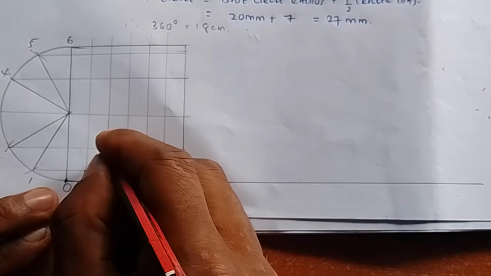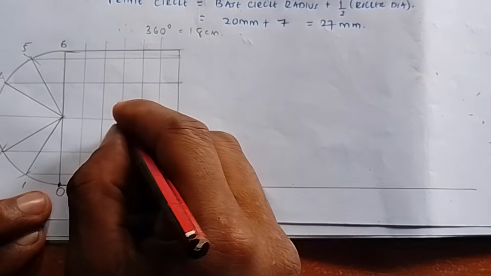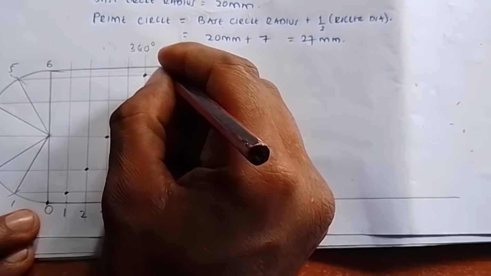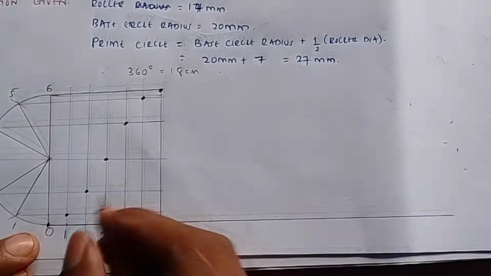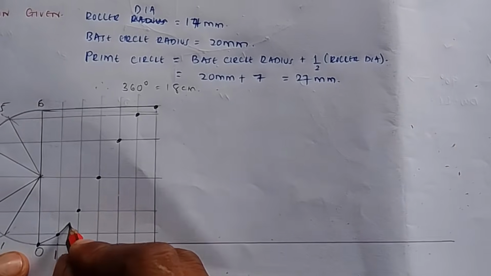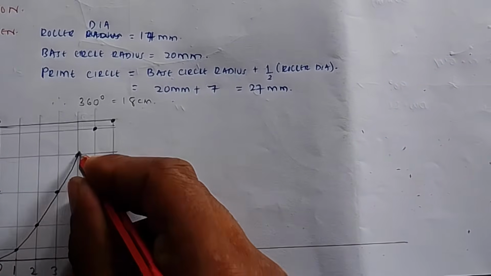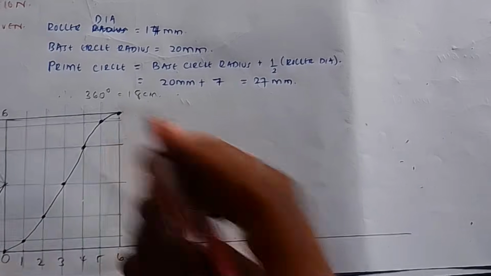Where 2 and 2 intersect, you mark. Where 3 and 3 intersect, you mark. Where 4 and 4 intersect, you mark. Where 5 and 5 intersect, you mark. Where 6 and 6 intersect, you mark. Then you now draw your rise of simple harmonic like that.